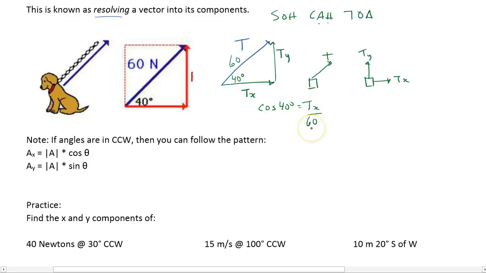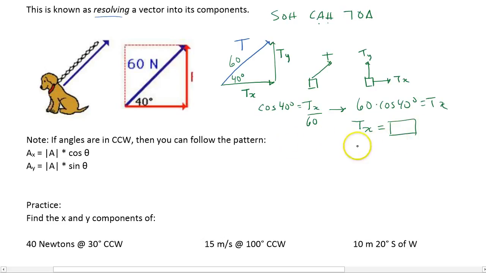Now, if I want to get tx by itself, I would multiply both sides by 60. So I would say that, maybe we'll just draw an arrow here showing that I'm going to rearrange things. 60 times the cos of 40 degrees is equal to tx. So in other words, tx is 60 times the cos of 40 degrees. I don't know offhand, so that's some number, okay?